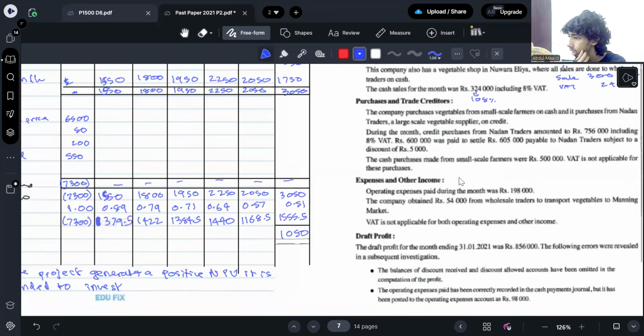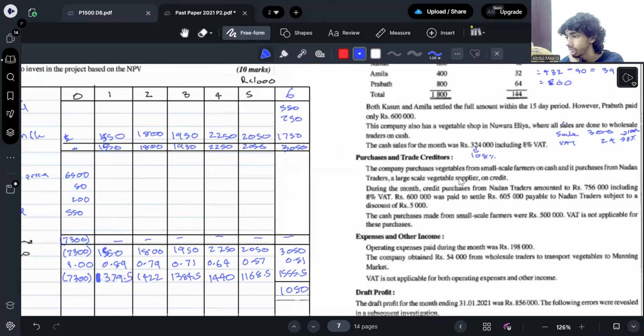Okay. Then next, purchases and trade creditors. The company purchases vegetables from a small-scale farmer on cash, and it purchased from Nadun Traders, a large-scale vegetable supplier, on credit. Okay. During the month, credit purchase from Nadun Traders amount 756, including 8% VAT. Now we purchased on credit 756,000, including 8% VAT. So now we don't have to record that anywhere because we don't have a creditor account, but we have to record the VAT amount in the VAT control account.